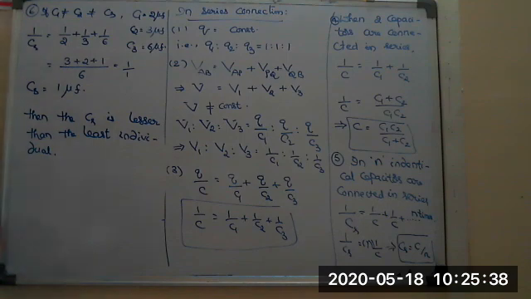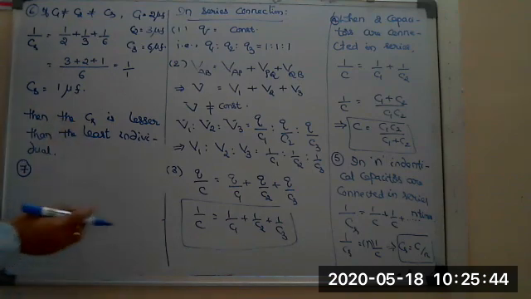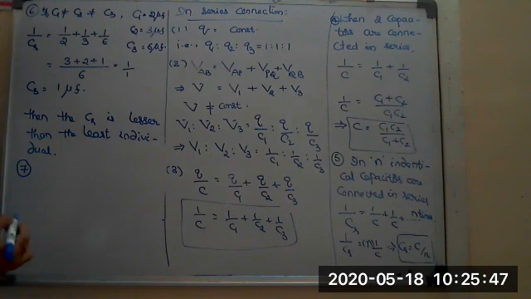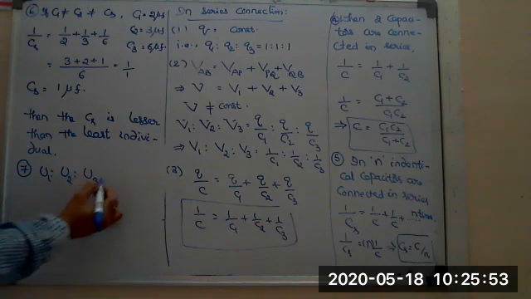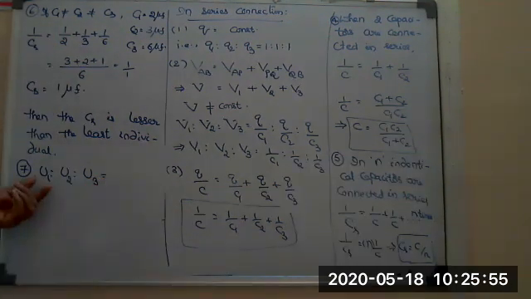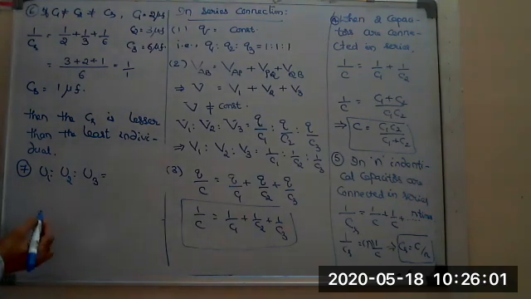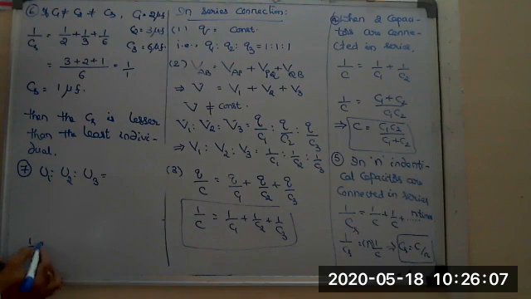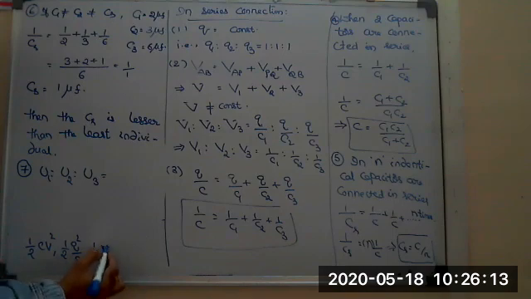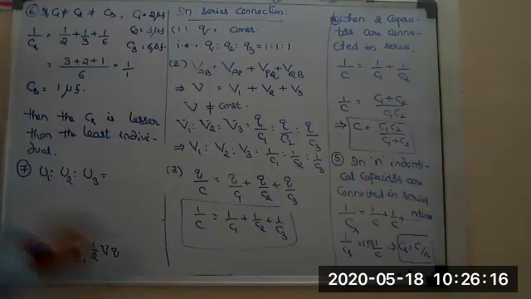And then the 7th point: what will be the ratio of their potential energies? Potential energies means U1 is to U2 is to U3. Here it is the potential energy stored in a capacitor. Try to recollect the formula to find the potential energy. We discussed 3 in the Saturday class: half CV square, half Q square by C, and half VQ. Out of 3, you can use any one according to the question.